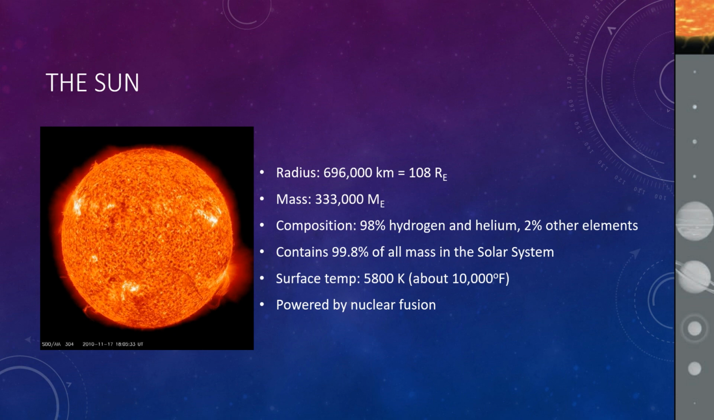Every single second, fusion is transforming 600 million tons of hydrogen into 596 million tons of helium. That missing 4 million tons is what becomes energy, according to Einstein's famous equation, E equals mc squared. Despite converting 4 million tons of mass into energy every single second, the Sun contains so much hydrogen that it has already shone steadily for almost 5 billion years and will continue to do so for another 5 billion years.